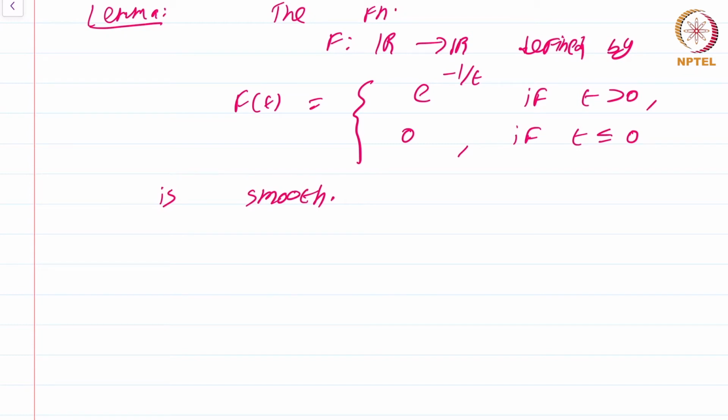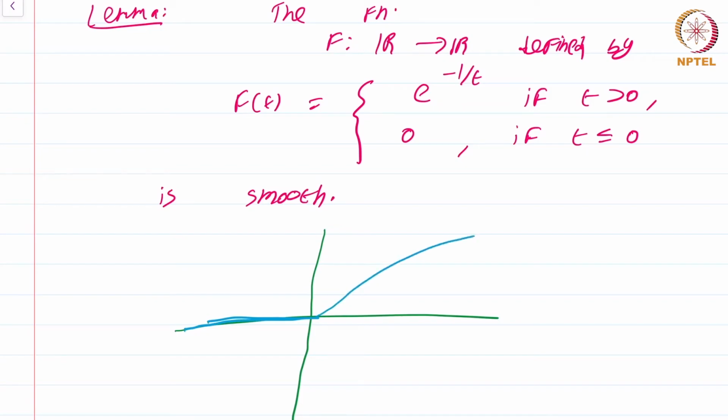A picture, I urge you to draw a picture of this function, will look something like this. In the negative axis, it's actually fully 0. It's just fully 0, but it is sort of infinitely flat at the origin. It attaches to this straight line that is nothing but the negative x-axis in a smooth way. So this function sort of becomes infinitely flat as you approach the origin from the right.